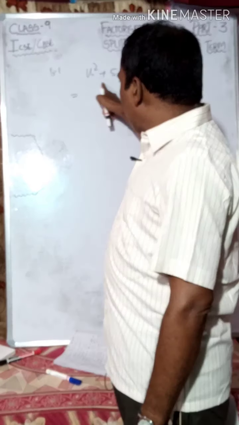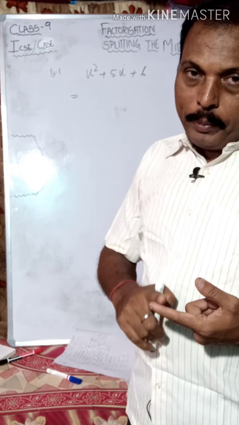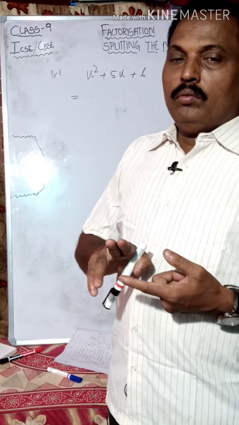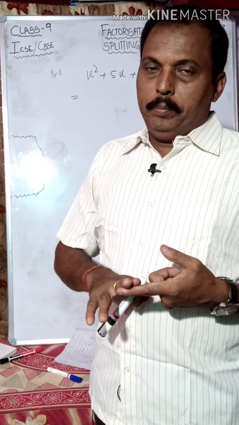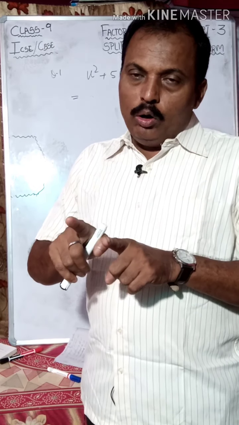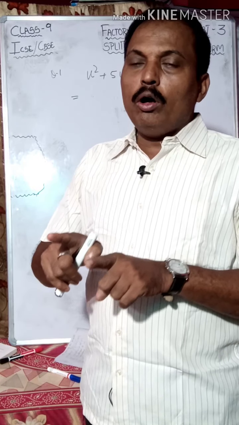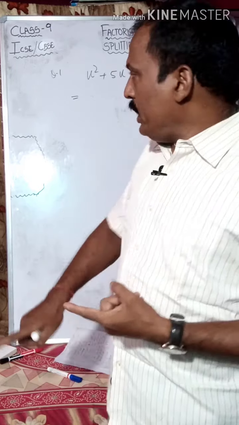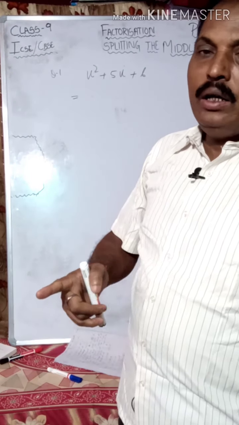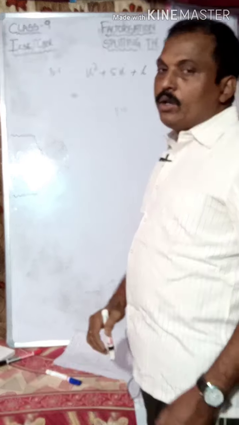Now this is an expression containing three terms, but when we factorize, a minimum of a pair of terms is required, or in a group at least two terms, or otherwise 3 terms or 4 terms make a group. So here if you take two terms, one term is remaining. So we split the middle term into two terms.